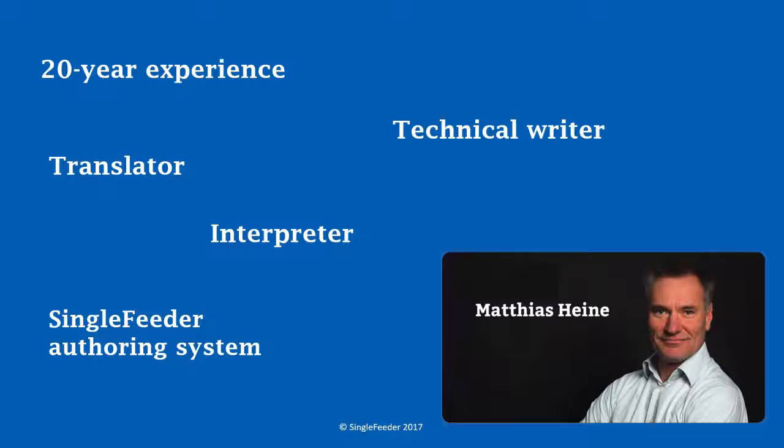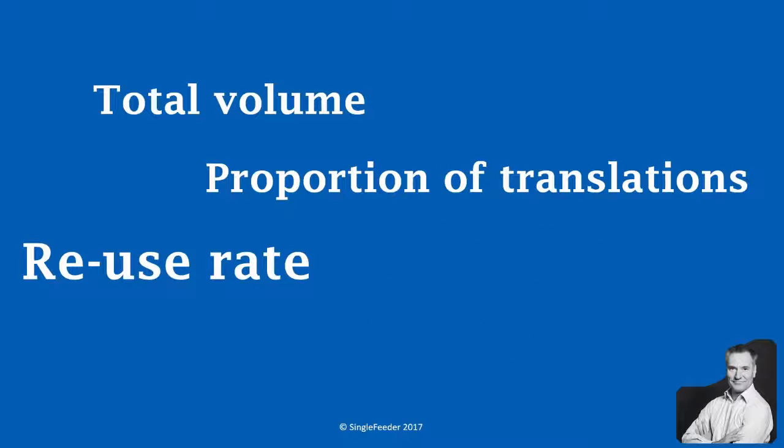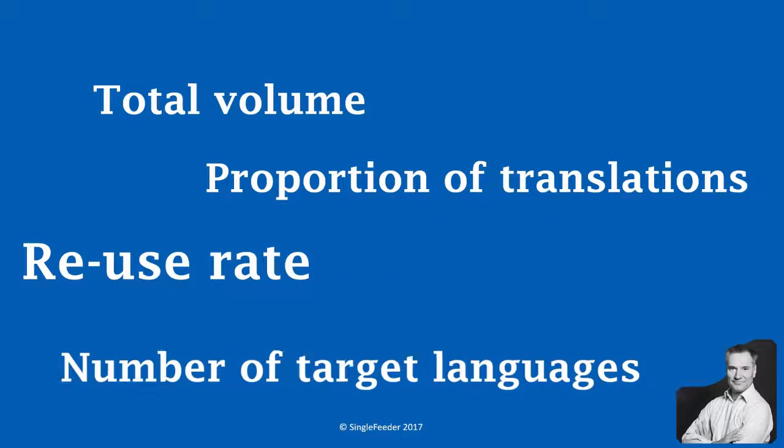So, which are the factors that lever the costs in your documentation? There are four major levers: the total amount of your documentation, the reuse rate, the share of translations, and the number of languages that you translate into. So first of all, we have to relate these major levers to each other. In order to do that, it is a good idea to put them into a time frame.